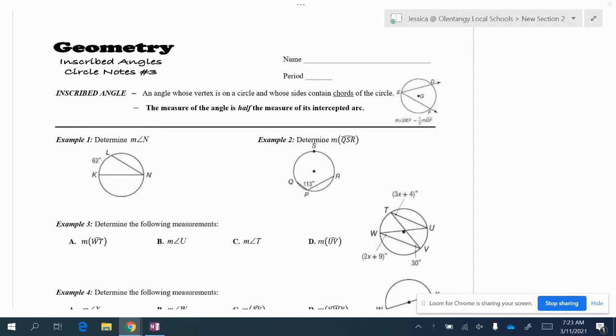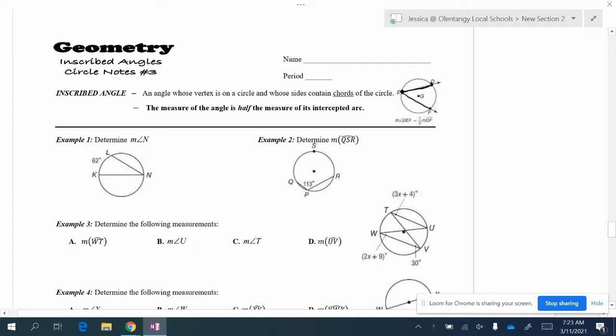10.3 Inscribed Angles. We've previously learned about central angles, and central angles go through the center of the circle. But an inscribed angle is an angle whose vertex is on a circle and whose sides contain chords of the circle. So here, ED is considered a chord because it is a line that's connecting both sides of the circle, but it's not going through the center.